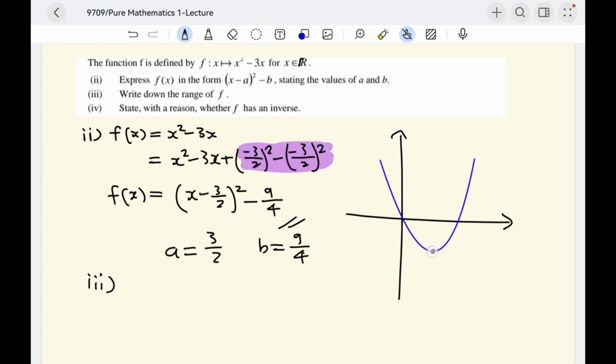And then the question wants you to state the range, where this is your 3 over 2 and negative 9 over 4 as your turning point. So what's the range?